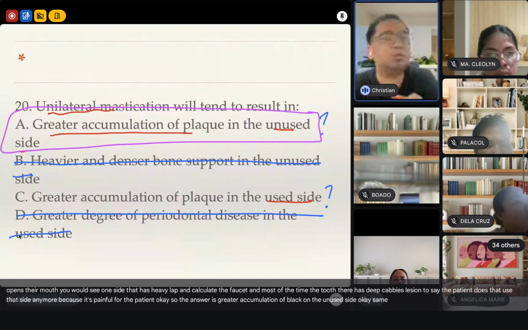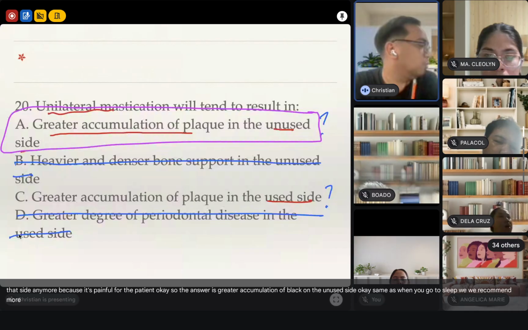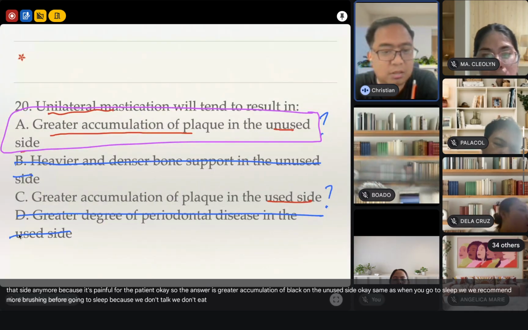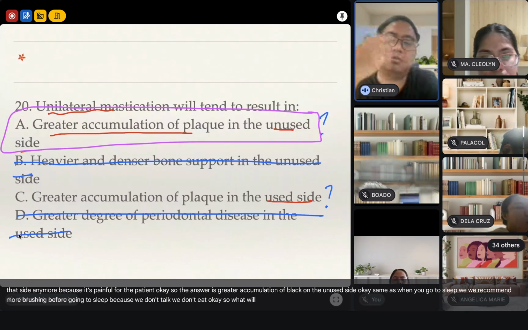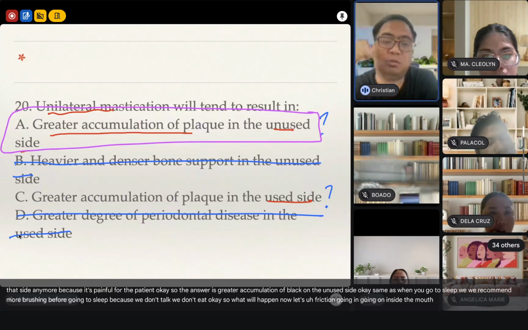Same as when you go to sleep. We recommend more brushing before going to sleep because we don't talk, we don't eat. Okay? So what will happen now? There's friction going on inside the mouth. So we need to brush.